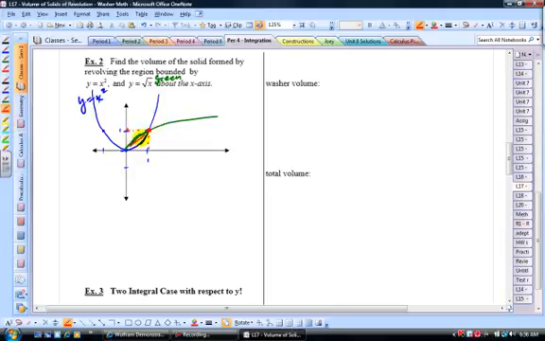And the bounded region is the area between them. Let me highlight that. And what we're going to do is revolve that around the x-axis. So here's the x-axis right here. Revolve it around the x-axis. So what is that going to look like?